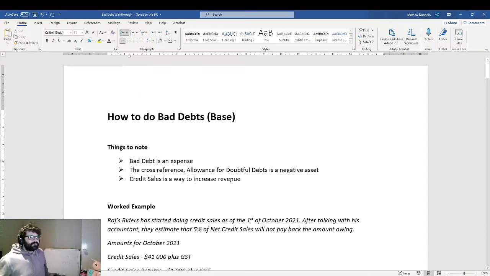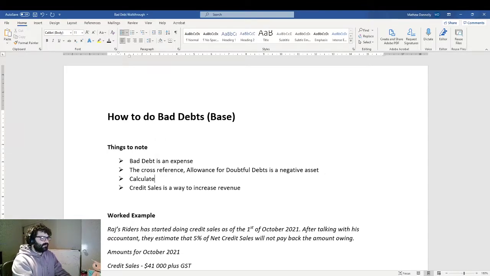So how to do bad debts. The things to note. Firstly, there is a bad debt expense, and the cross-reference is allowance for bad and doubtful debt. And this is treated as a negative asset. Now, one thing I want to include, and I will include a few more points here, so let's just add two more on. The income statement method, net credit sales.